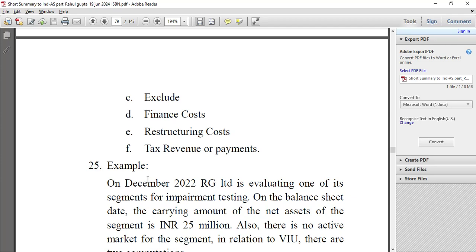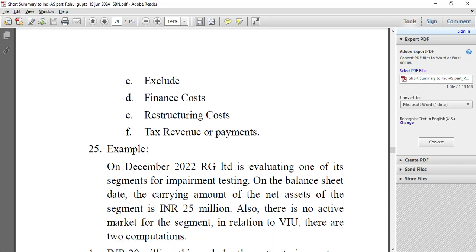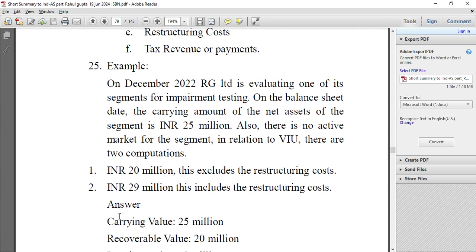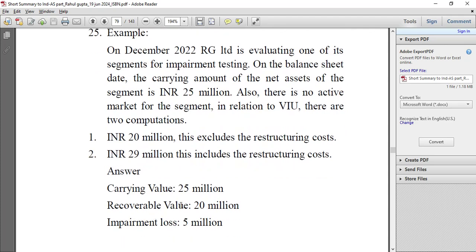Example, on December 22, RG Limited is evaluating one of its segments for impairment testing. On the balance sheet date, the carrying amount of the net assets of the segment is 25 million. Also, there is no active market for the segment in relation to value in use. There are two computations. INR 20 million, this excludes the restructuring cost. INR 29 million, this includes the restructuring cost. Example answer: carrying value is 25 million, recoverable amount is 20 million, impairment loss is 5 million.